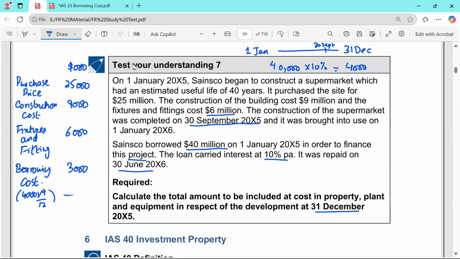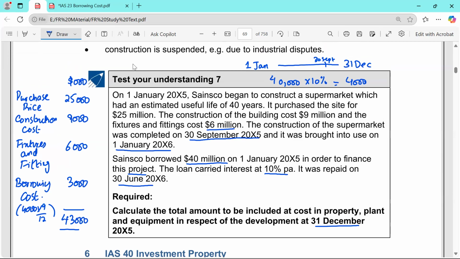So the total cost of this supermarket that you are going to show in your books would be 25,000 plus 9,000 plus 6,000 plus 3,000. That is 43,000. So this is the cost at which you will record the supermarket. When did you bring it into use? On 1st January X6. So it means that you are going to depreciate it from the next year onwards. So in this way you calculate the cost of an asset and capitalize the borrowing cost.